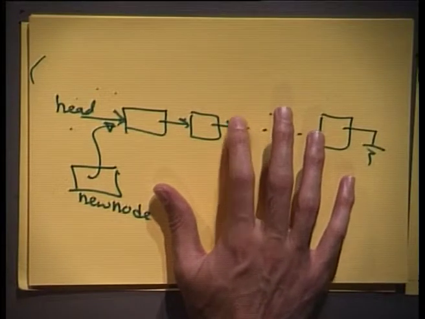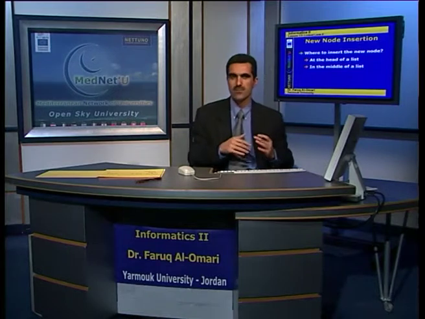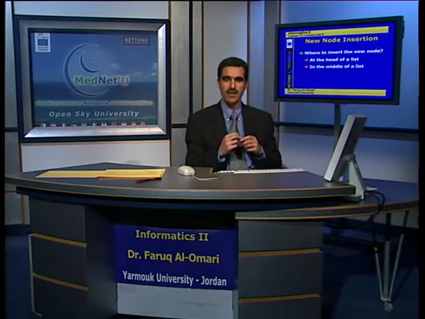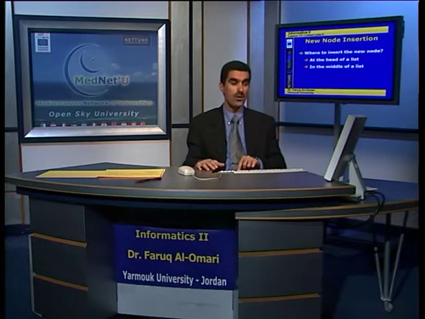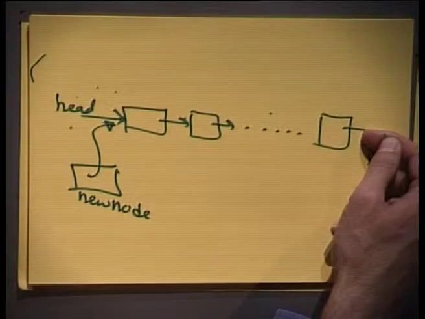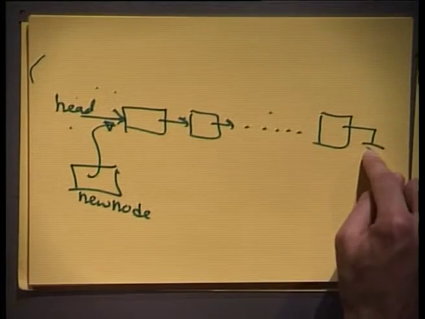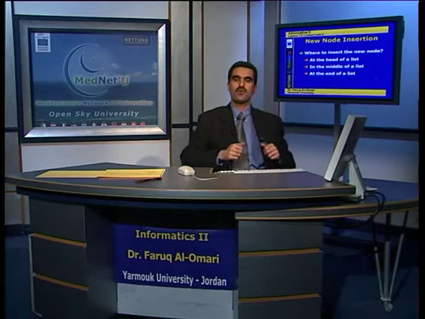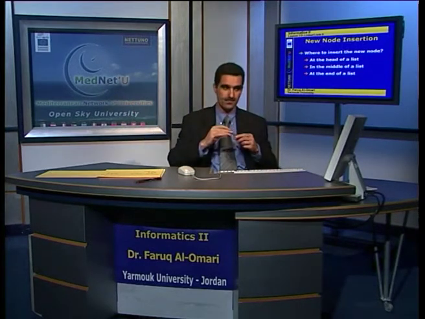Okay, then I need to know which node comes after it and which node comes before it. And then I will insert it and link it with the rest of the list right there. Or I could insert it to be the very last node in the list. And then instead of this pointing to null, it's going to point to this new node, and then the new node is of course pointing to null, and that way I have a contiguous list after that.